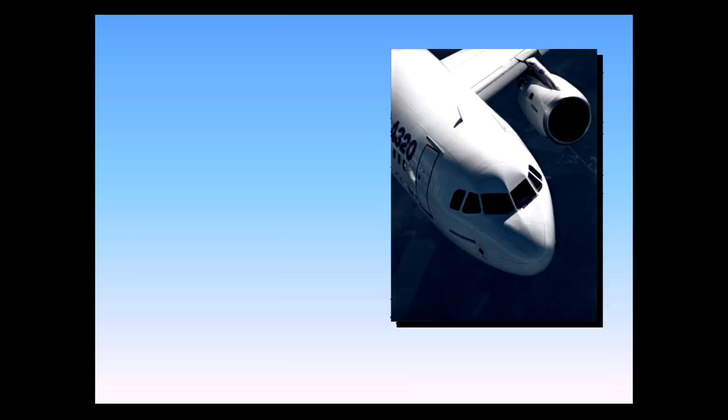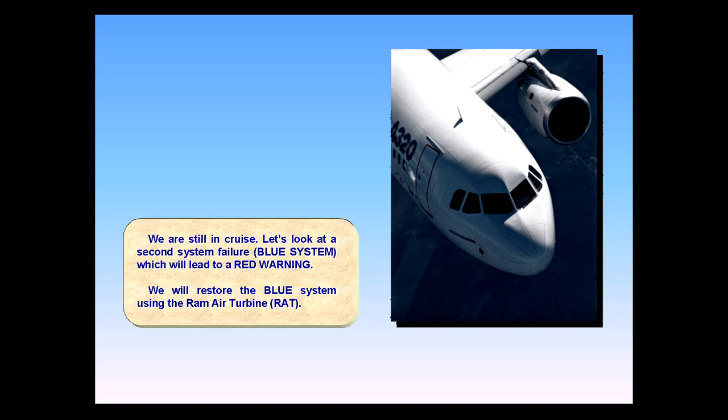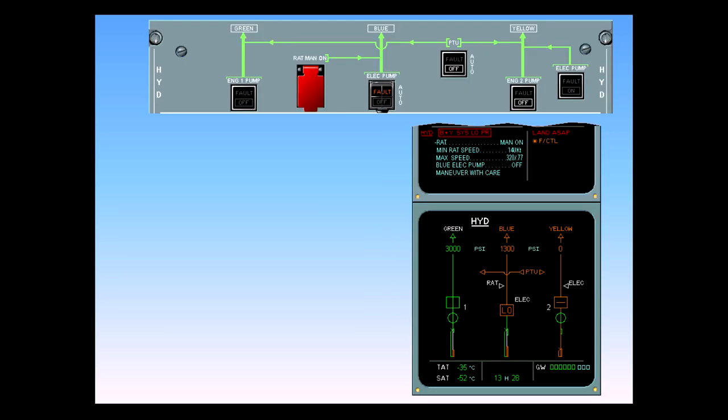Let's look at a second system failure, blue system, which will lead to a red warning. We will restore the blue system using the ram air turbine, the RAT. On the EWD, read the title of the failure. Notice that this is a red warning. In addition, land ASAP appears in red to indicate the serious nature of the failure.